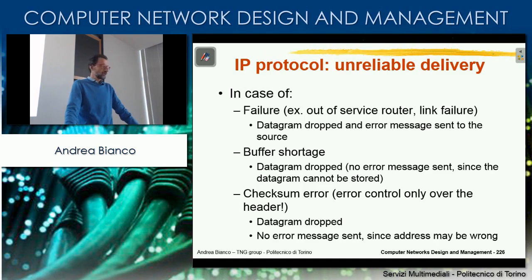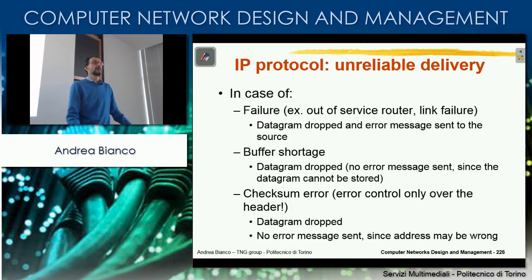If there is a checksum error, so there is an error control, but only over the header, so basically there is no error detection at the IP layer on the data. There is an error detection on the checksum, on the header, to make sure that the address is not wrong. If there is a checksum error on the header, you drop the datagram, and of course you are not going to send anything because the address may be wrong.